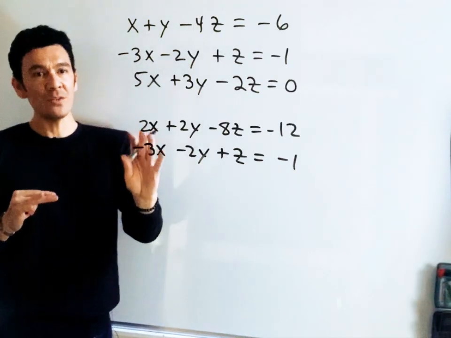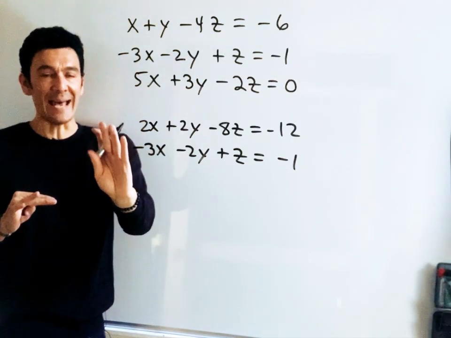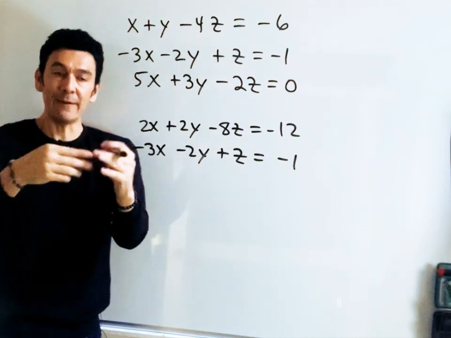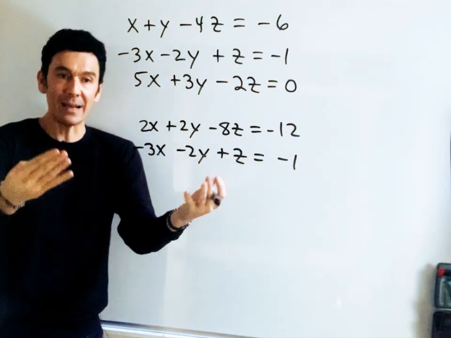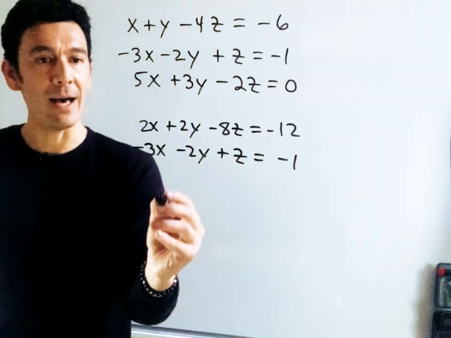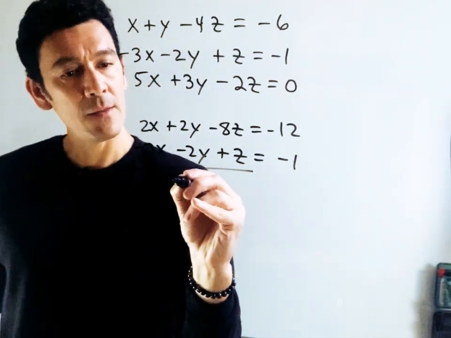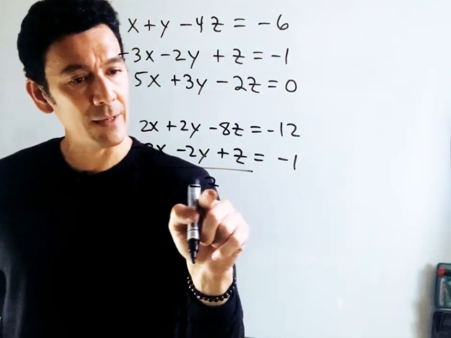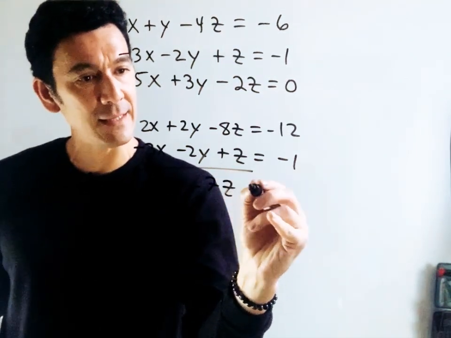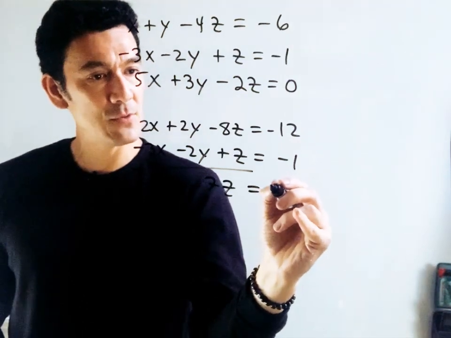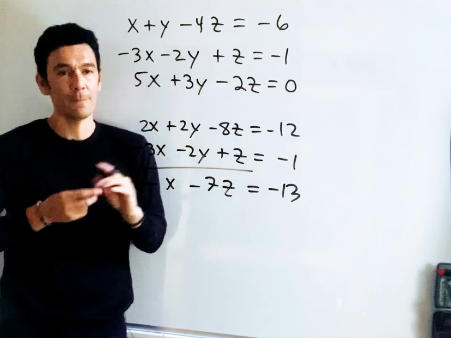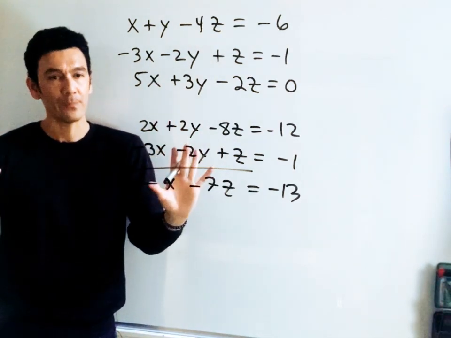Okay, so the top equation got doubled. The middle equation is as is. We did this because if you look at the y's, they eliminate if we add the equations. Let's add the equations. Let's knock out the y's. If you add these here, that'll be -x minus 7z equals -13. So we now have an equation with x and z. We got rid of y.